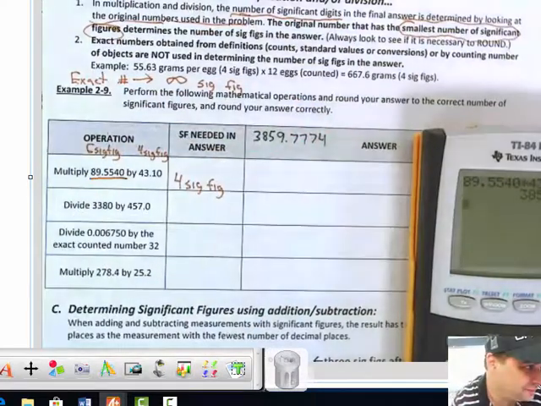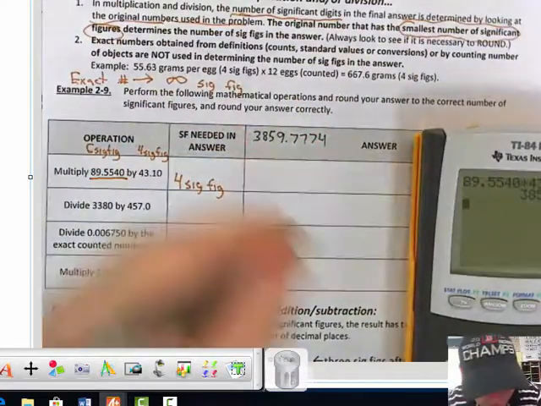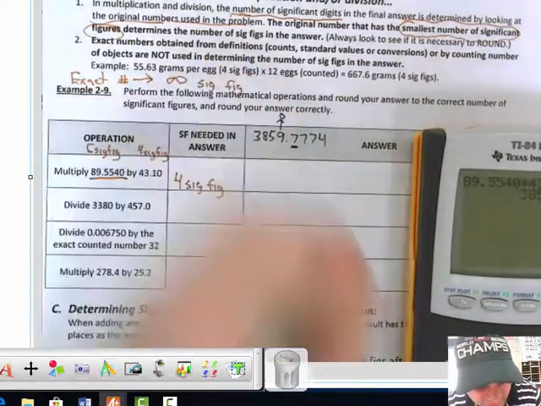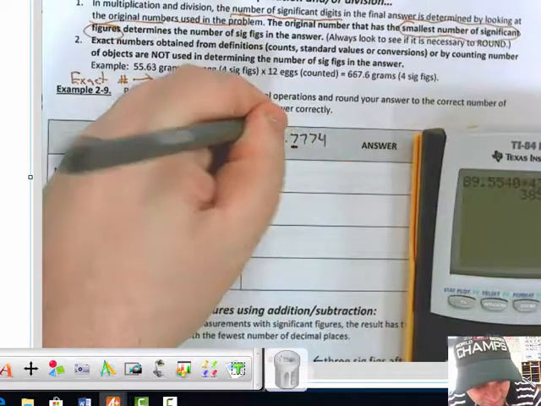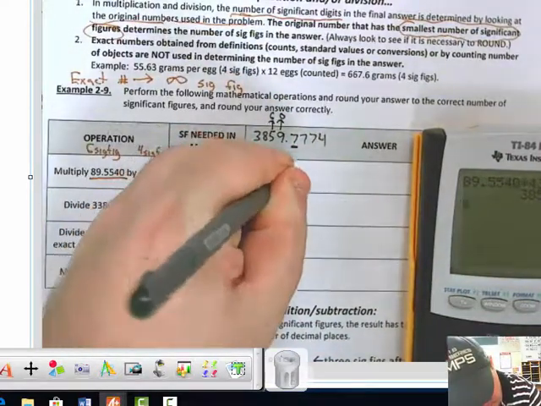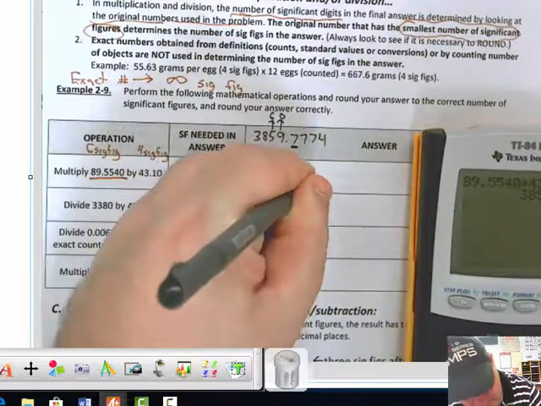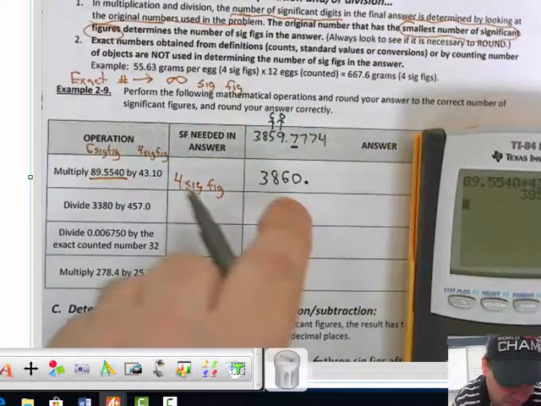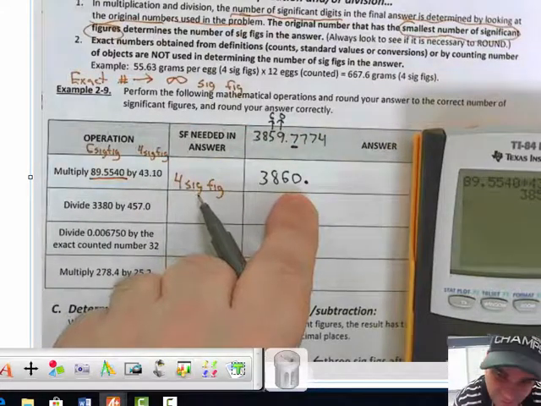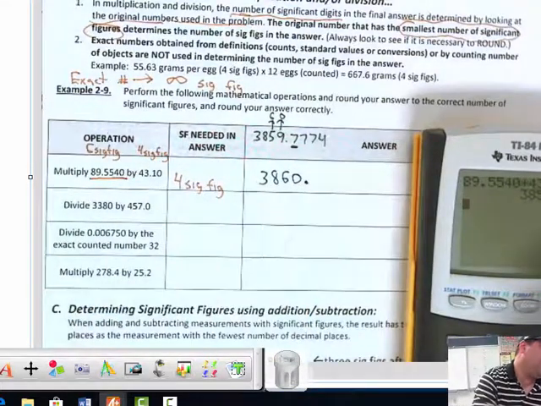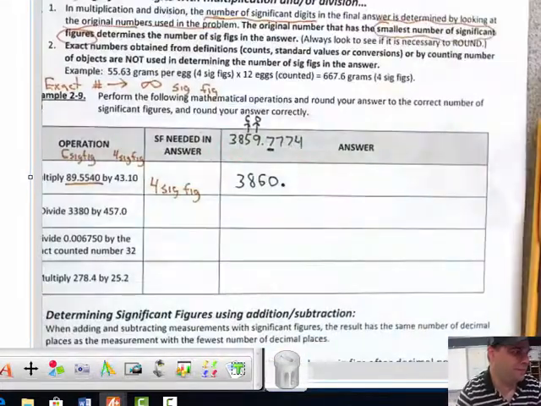3859.7774. The fifth digit right here is a 7, so this is going to go up to a 0, and this is going to go up to a 6. So I have to put 3860 with a decimal point. Because if I do not put the decimal point, this 0 is not significant. But with the decimal point, this 0 is significant.